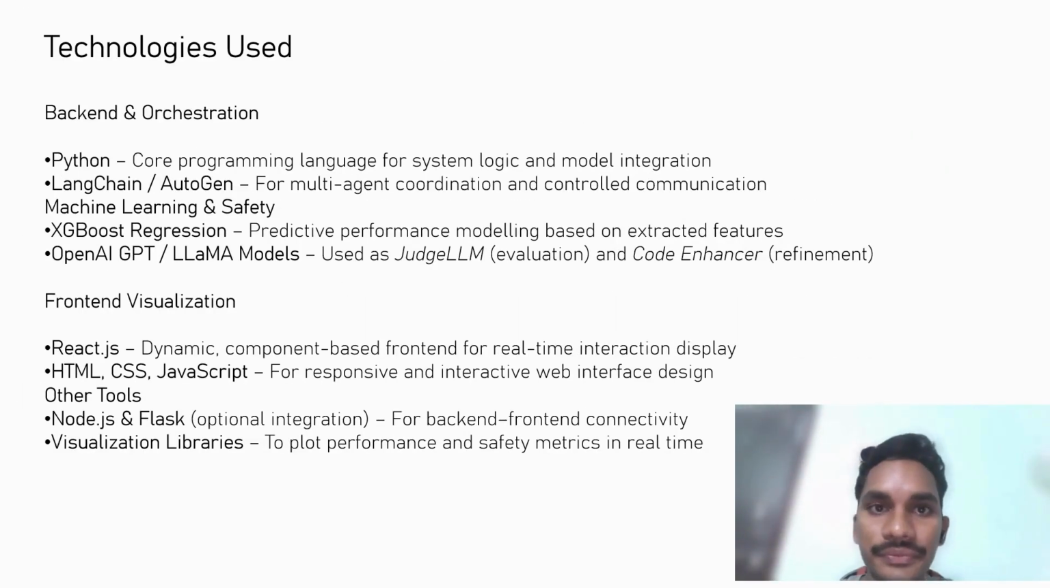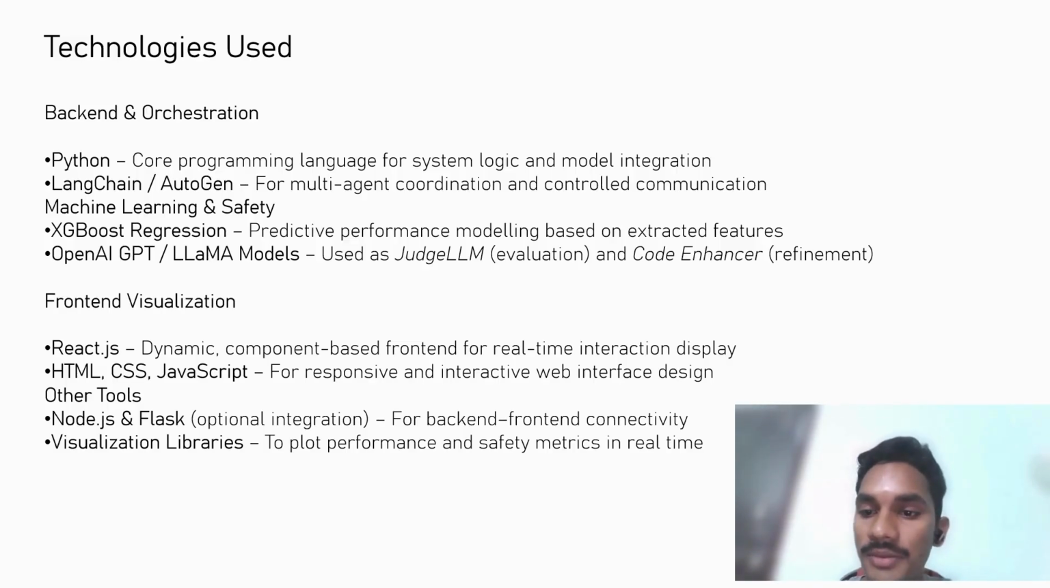So now let's discuss the technologies that we used. To bring Agent Monitor to life, we used a powerful technology stack. On the backend, we used Python with frameworks like LangChain and AutoGen for multiple agents. For the machine learning model, we used an XGBoost regression model to predict performance, and used OpenAI GPT and Llama models as the core LLMs for the JudgeLLM and Code Enhancer. On the front end, we built an interactive dashboard using React, along with HTML, CSS, and JavaScript for visualization. We also used Flask and Node.js for backend and front-end communication, and libraries for displaying safety metrics dynamically.